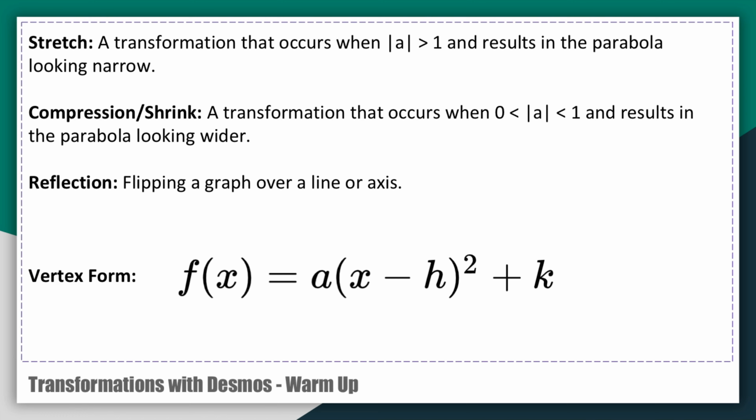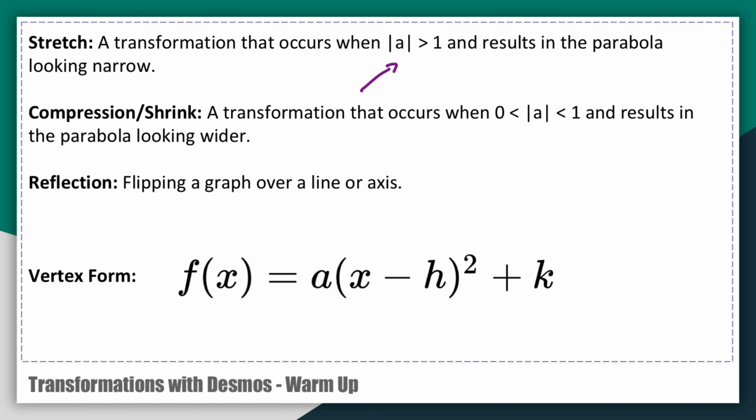So the first one is stretch, a transformation that occurs when the absolute value of a is greater than 1 and it results in the parabola looking narrow. Now, I want to address this absolute value here, okay? What we're saying is that a is -1 and a is +1 have the same exact result on the parabola, but in a different direction.